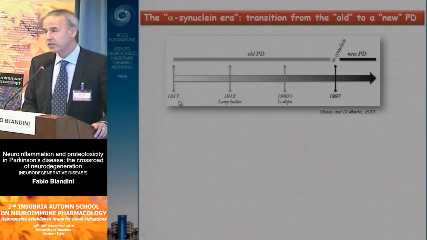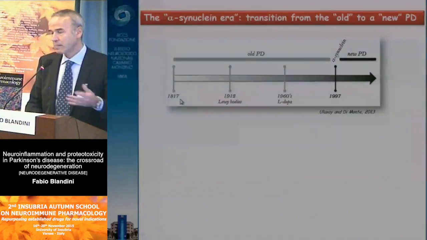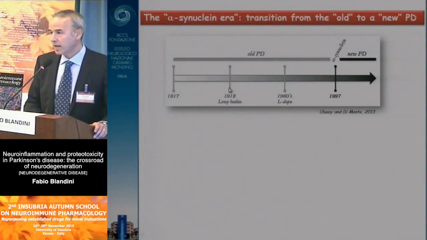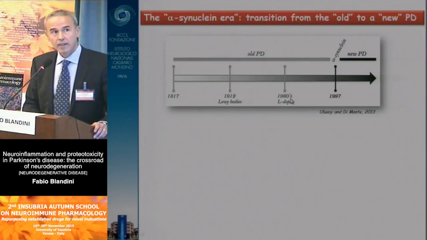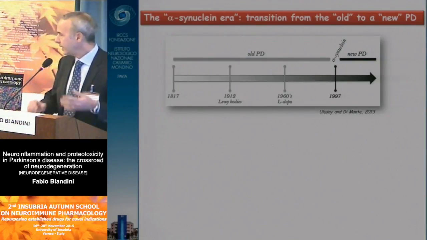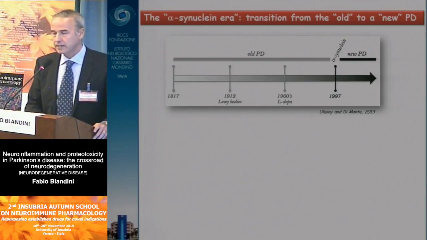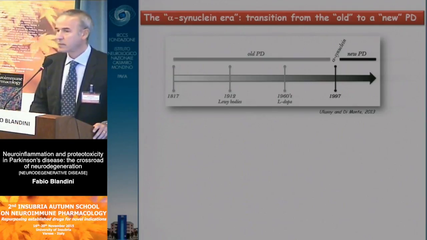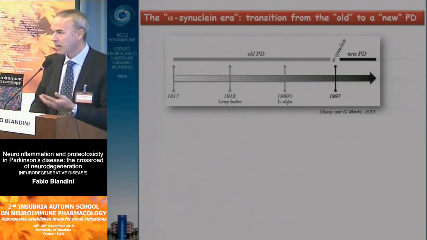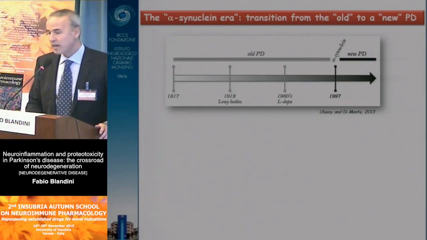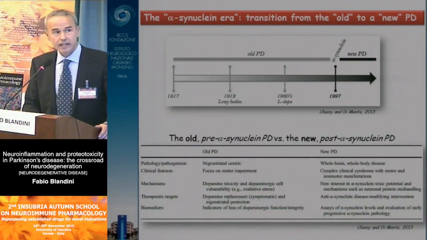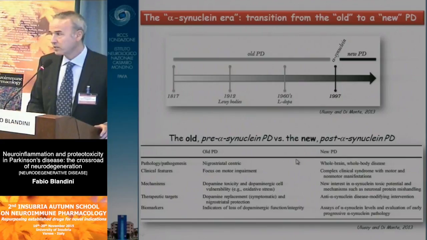Because this is the year when James Parkinson described for the first time Parkinson's disease. Lewy bodies were described for the first time in 1912. In the early 60s, levodopa, the major breakthrough in the therapy of Parkinson's disease. And then in 1997, Maria Grazia Spillantini demonstrated that Lewy bodies are basically made of alpha-synuclein, and then a new era starts. So we might say that we had an old pre-alpha-synuclein Parkinson's disease, and now we have a new post-alpha-synuclein Parkinson's disease.